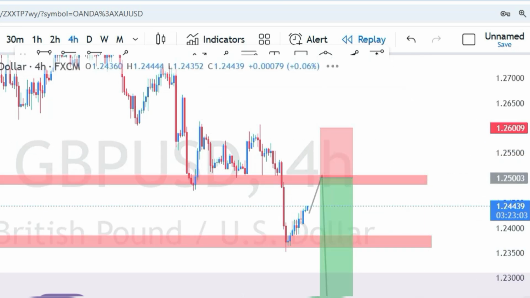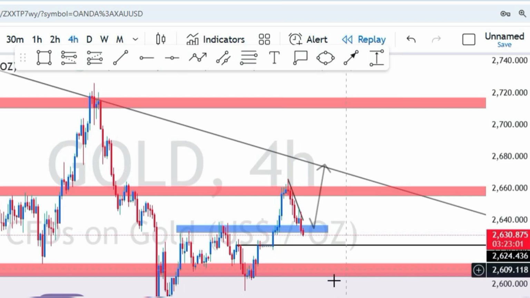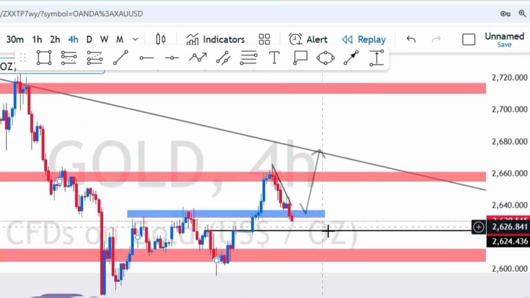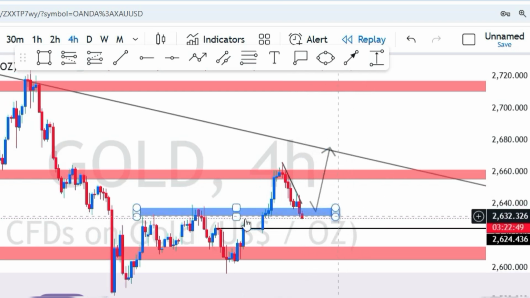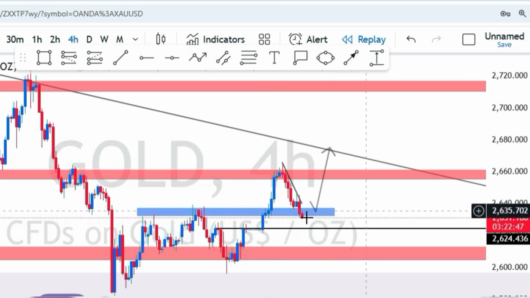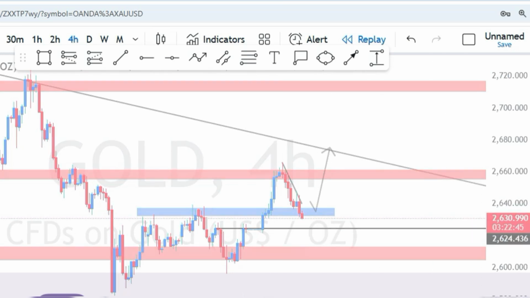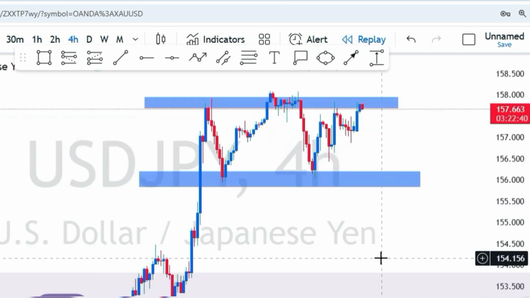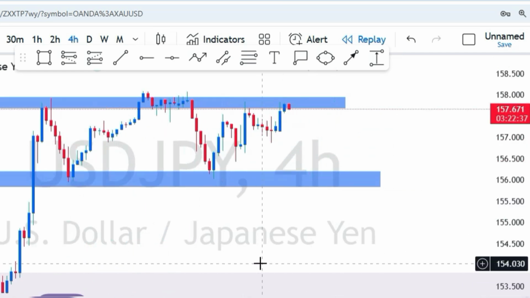And I'm looking forward to buying gold, but right now gold is selling, which I am not interested in. I am either looking for a buy from this level here or at this particular level here. I'm not looking to sell gold right now. And USD JPY too, I'm not interested in it because it is currently ranging. I am not interested in a ranging market.